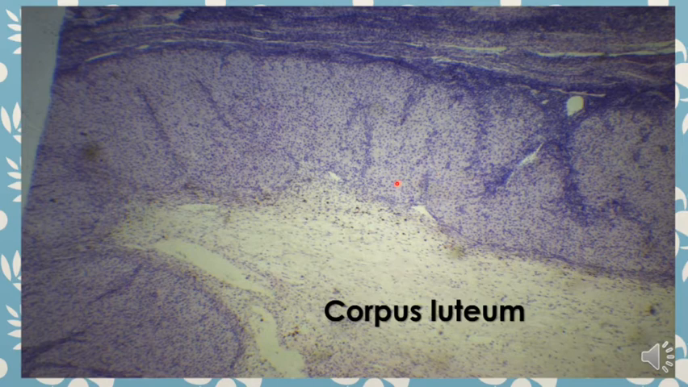Now, second slide, the corpus luteum. After ovulation, the granulosa cells and cells of the theca interna reorganize to form a temporary endocrine gland called the corpus luteum.